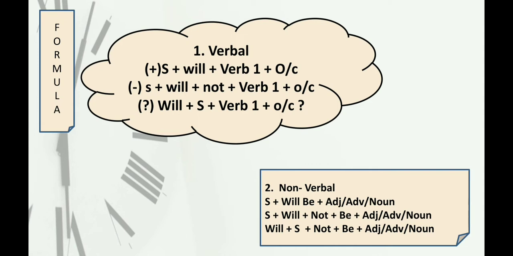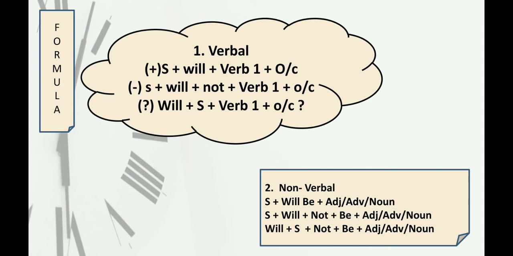Jadi untuk yang non-verbal nanti to be-nya adalah yang kita gunakan be. Oke? Setelah itu diikuti adjektif, kata sifat, atau bisa keterangan, atau bisa kata benda. Oke? Untuk yang negatifnya sama seperti yang di verbal, setelah will baru ditambahkan not, baru dia diikuti dengan to be. Will not be, bukan will be not, okay? But will not be. Jadi pay attention to this formula supaya nanti tidak terbalik posisinya.